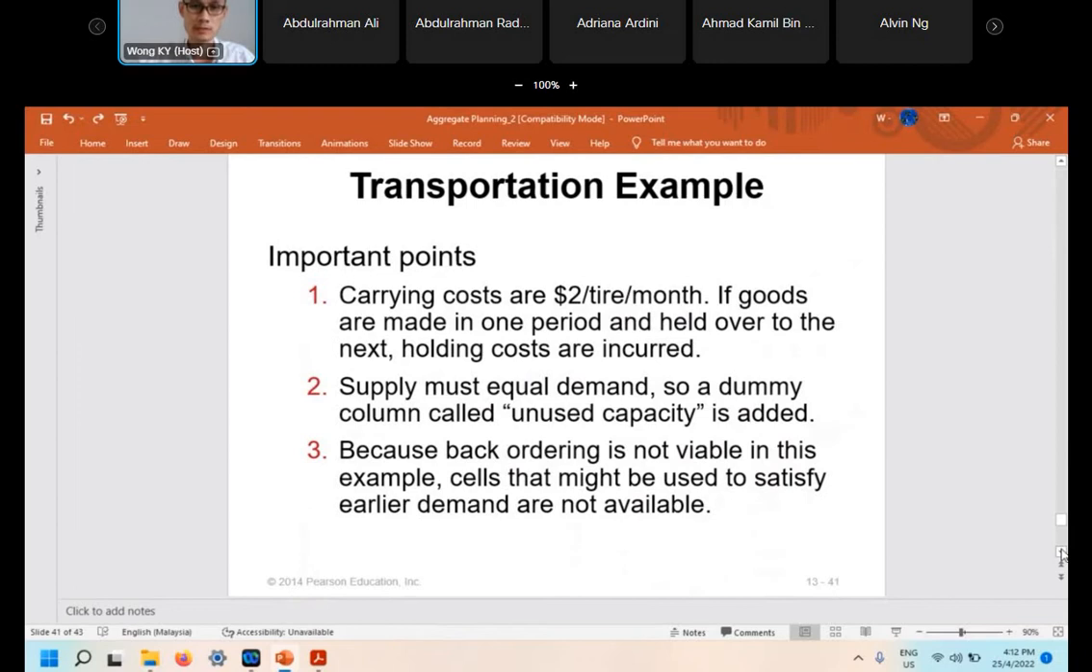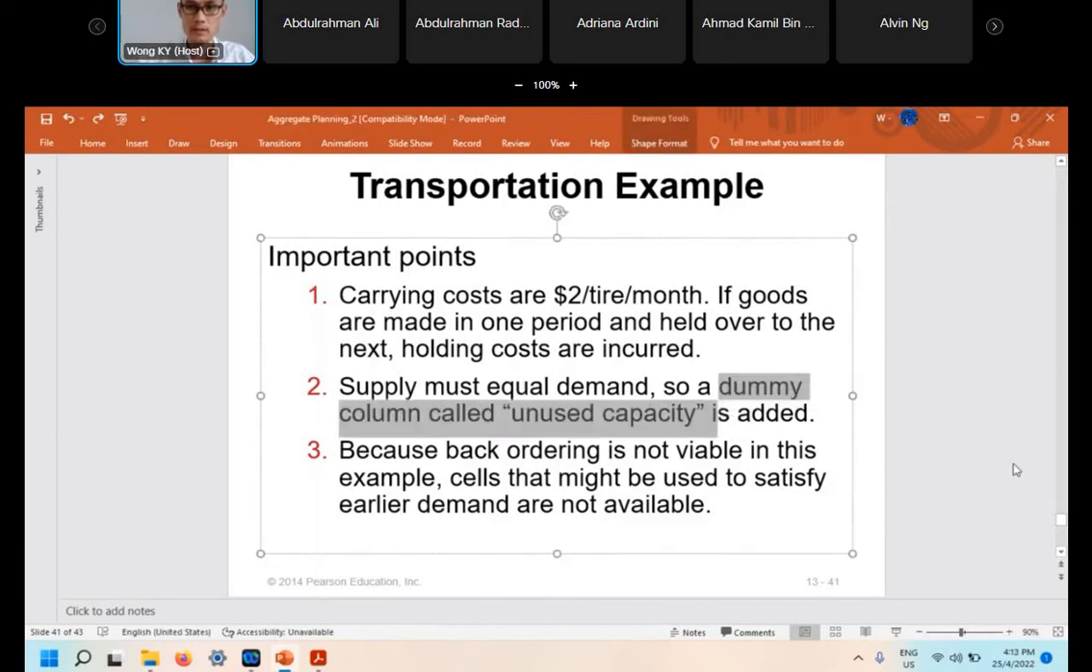So if supply does not equal demand, or the number of rows does not equal the number of columns, then you must either add a dummy column or a dummy row in the table. So supply must be equal to demand, rows must equal columns. If they are not equal, then either a dummy column or a dummy row has to be added.